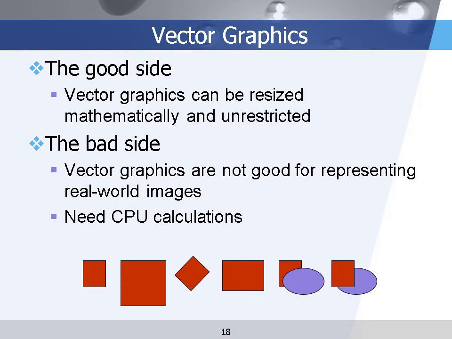For example, you have a square, so it's quite easy to make the square larger by changing the width and the height of the square. But the bad side is that vector graphics are not good for representing real-world images. Another bad side is that it needs CPU calculations because it's mathematical formulas. So you have to use the CPU to calculate the formulas so that you can show the image.